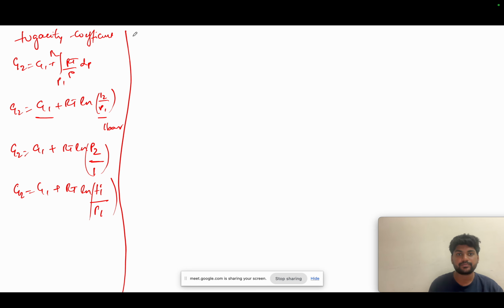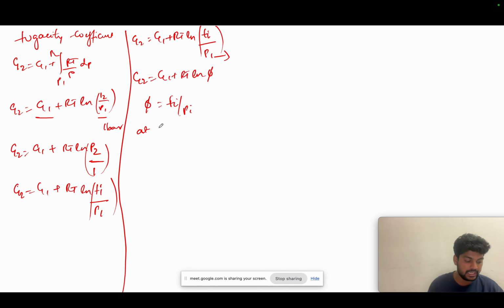G2 equal to G1 plus RT ln of the fugacity of i divided by P1. Assume it is not the initial condition of 1 bar standard condition, then this can also be written as RT ln phi, where phi equal to fi by Pi.